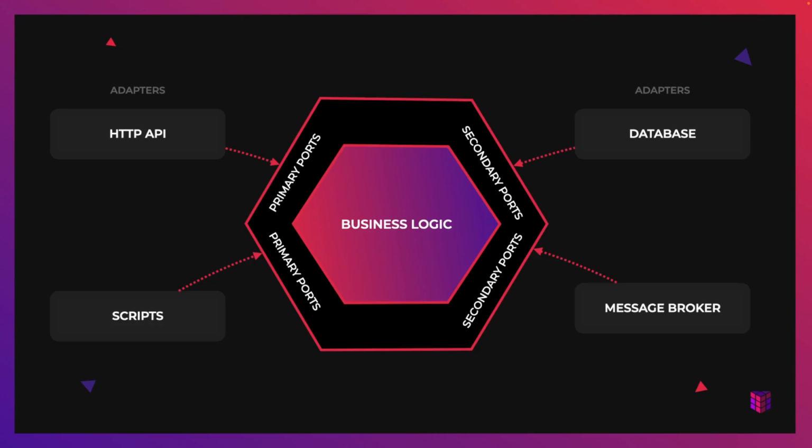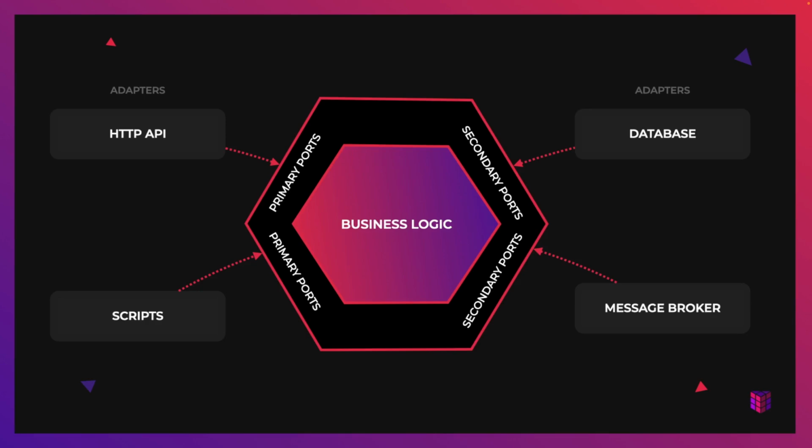Adapters implement the interfaces or ports defined by the core domain. They serve as the bridge between the core application and the external concerns. Adapters are responsible for translating the language of the core domain into something that external systems can understand, such as data persistence mechanisms, APIs, or user interfaces.